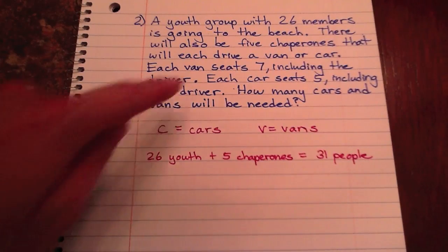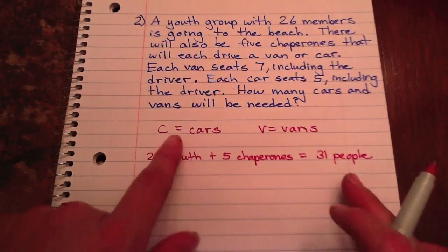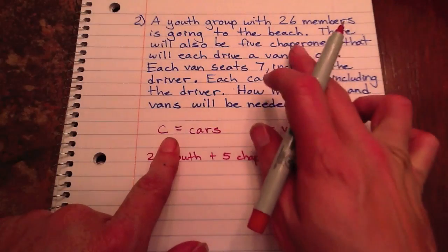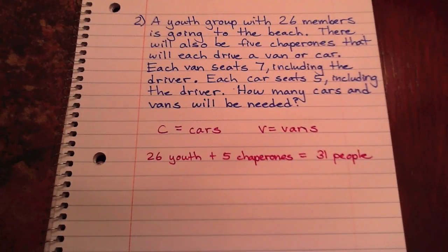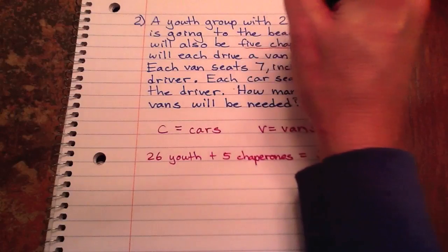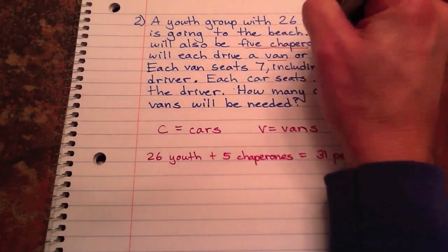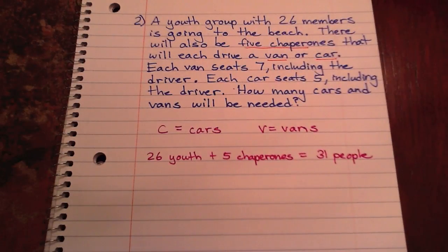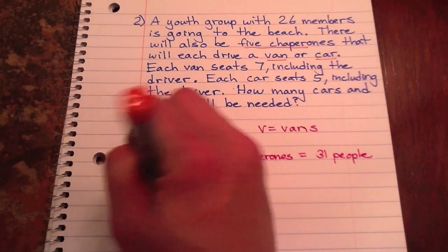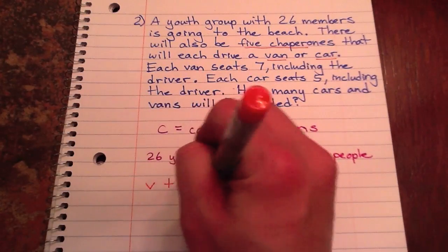Now, we know we had 5 chaperones, so we know that our cars and our vans can't be more than 5. It's going to be 5. So 5 chaperones means vans and cars equals 5. So our first equation, vans plus cars equals 5.